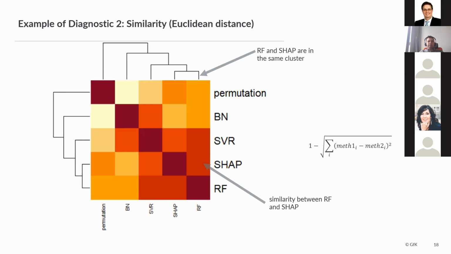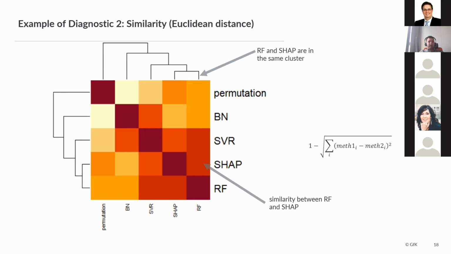On the diagonal, we have perfect similarity, and we can treat this color as an ideal benchmark. We can conclude from this chart that random forest and shap are alike. Similarity between shap and Shapley value regression is at a similar level as between Shapley value regression and Bayesian network.